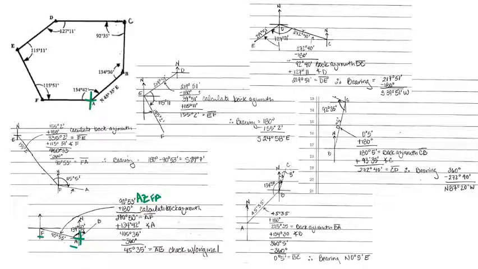So it's less than 180, so I'm going to add 180 to get my back azimuth A to F, which is now going to be 270 degrees and 53 minutes. And then I'm going to add my angle, which is the 134.42, and that's going to give me 405 degrees and 35 minutes. We know it's greater than 360, so we're going to subtract 360, and it's going to give us the 45 degrees and 35 minutes that we started with.